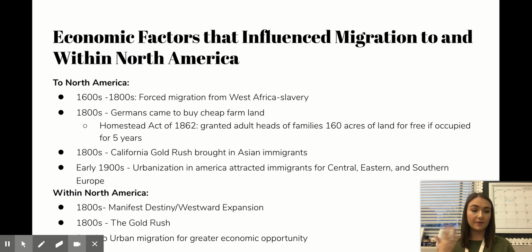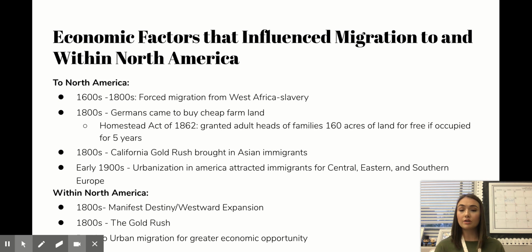Here are some big influxes of immigrants that we're going to talk about. Between the 1600s and 1800s, there was forced migration from West Africa so that they could be slaves. That was an economic move. People brought in slaves to grow the economy. As horrible as it is, it's an economic factor, and that's the reason that we have millions of African Americans in the country, because they were forced to migrate over here. So that did increase population.